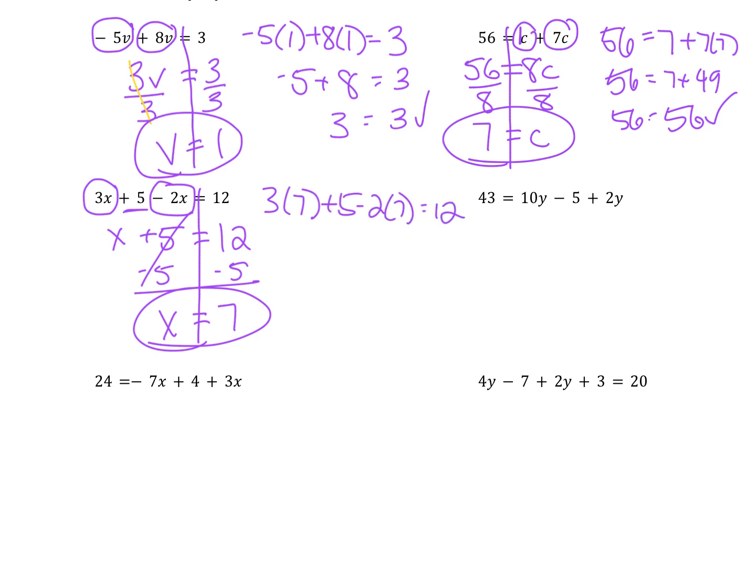From here, we're doing 3 times 7, which is 21. Keep that plus 5, and 2 times 7 is 14. Bring down that minus sign in front. Then we're working from left to right. So 21 plus 5 is 26, and 26 minus 14 is indeed 12. So since we got the same number, our answer of 7 was correct.